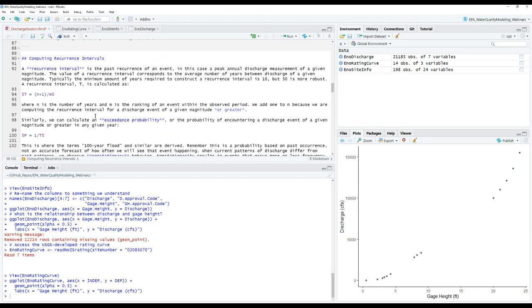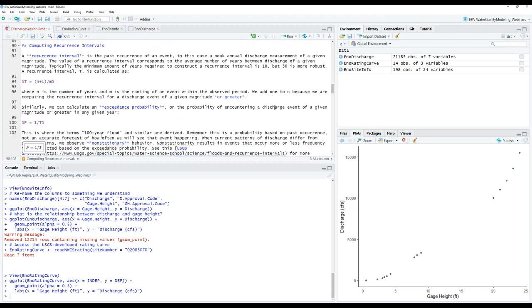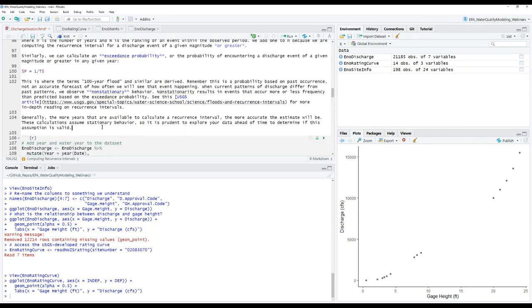We can also calculate an exceedance probability. So that's really related to our recurrence interval. So it's just the 1 divided by our recurrence interval. So this is the probability of encountering a discharge event of a given magnitude or greater in a given year. From our rating curve, this is where terms like 100-year flood and similar terms are developed. This is the probability based on past occurrence.